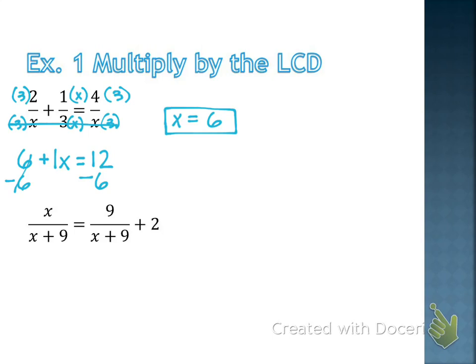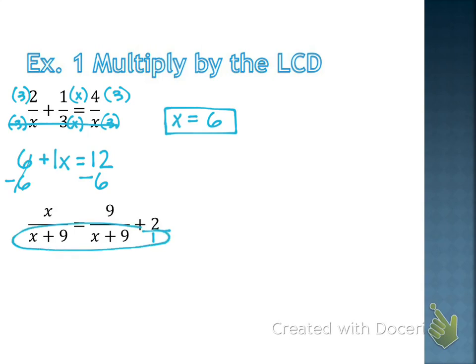Now let's look at the next set of fractions here. We have x over x plus 9 equals 9 over x plus 9 plus 2. Well, in order to add or subtract fractions, I've actually got to have fractions. So, what do I need to do to one of these terms? Put it over 1. Very good. So, we're going to do 2 over 1. That way I can see all of my denominators clearly. I have x plus 9, and 1.